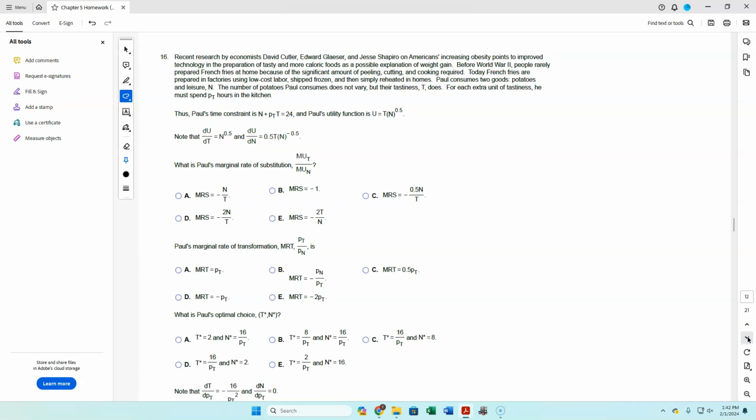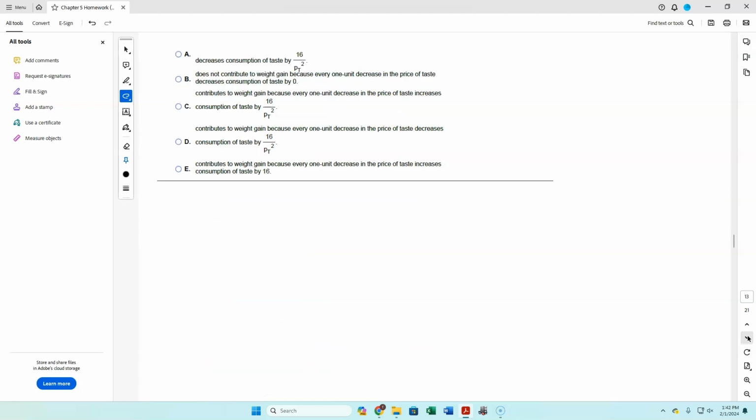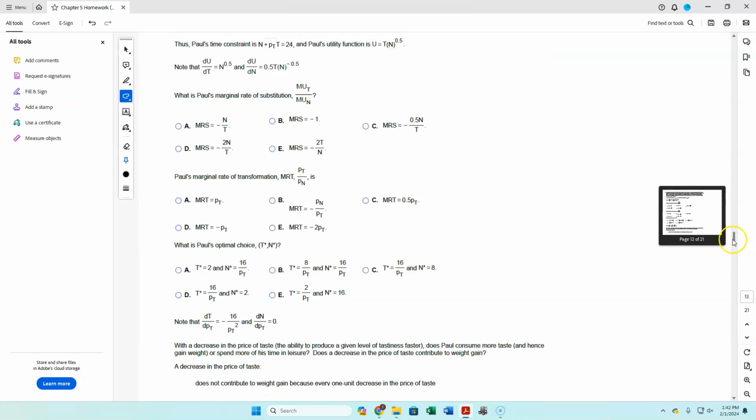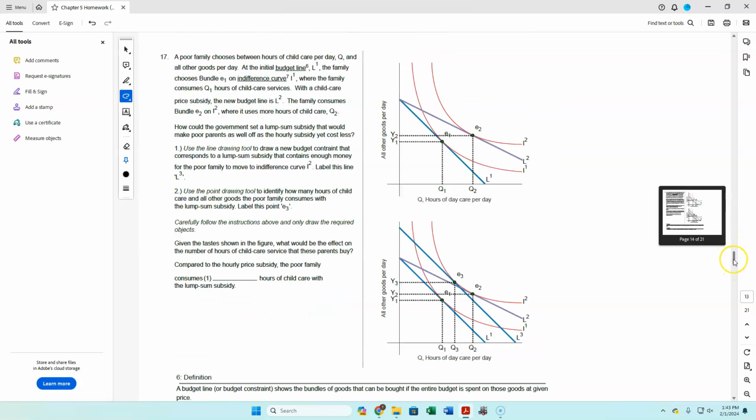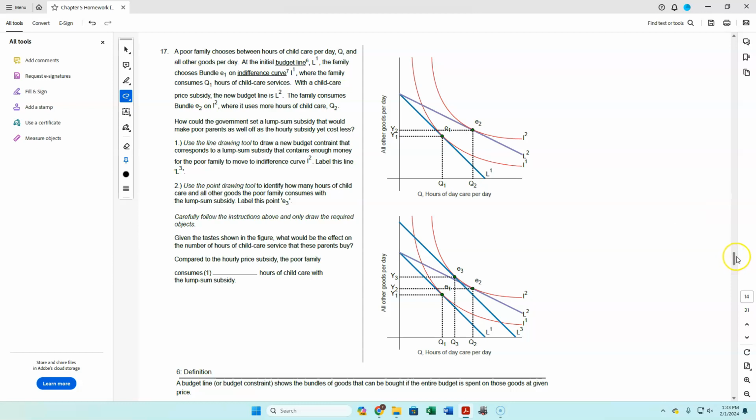Number 16. It takes us to number 17 here. In number 17, we're trying to choose between childcare and work.